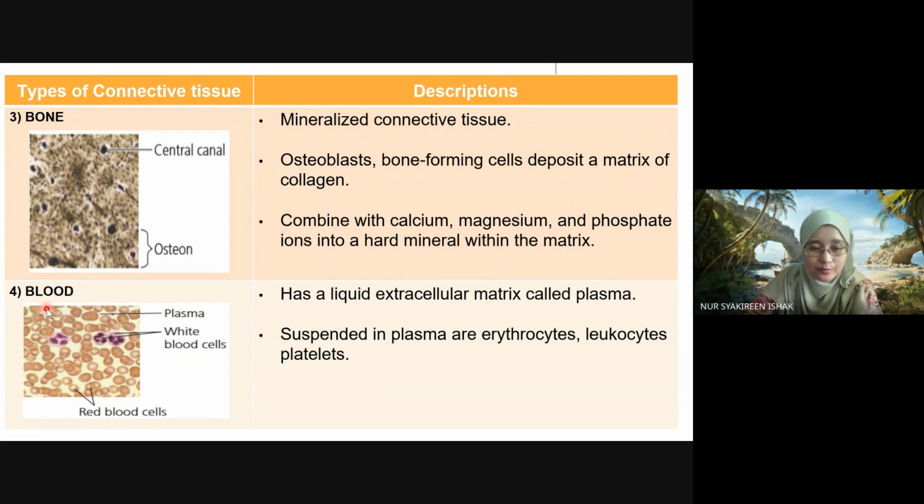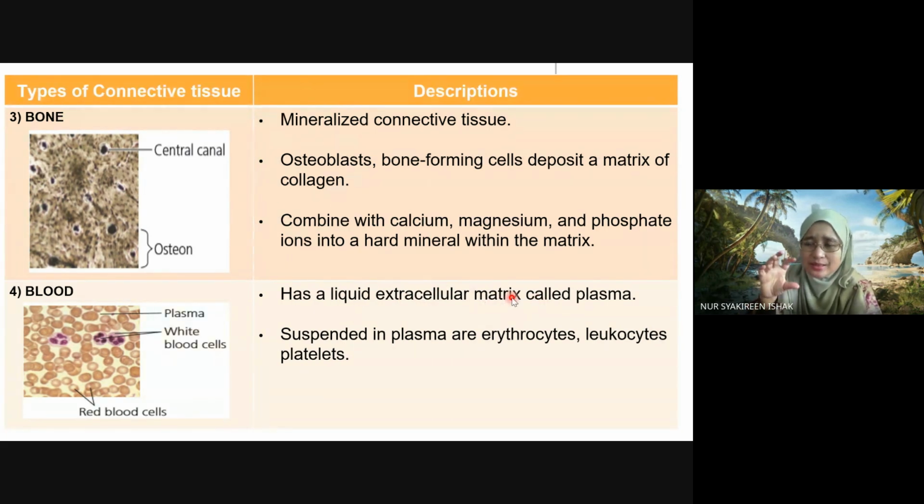And then the fourth one is blood. Blood is also considered as connective tissue. These are the components of blood. It has red blood cells, white blood cells, and also plasma. Blood is a liquid extracellular matrix. So one of the components of blood is plasma. What is plasma? Liquid extracellular matrix.